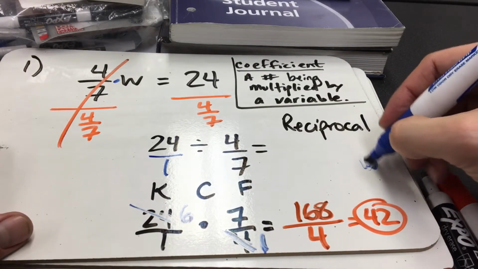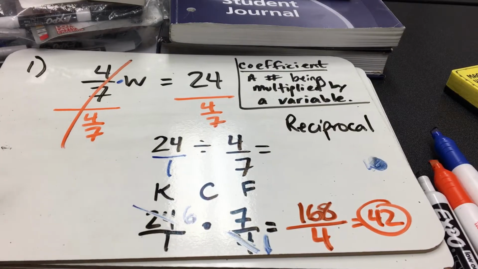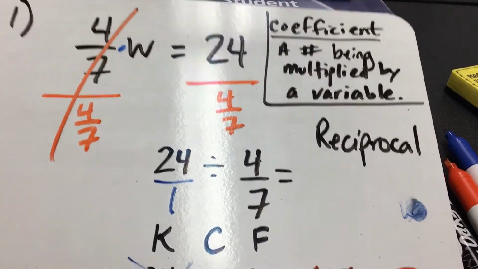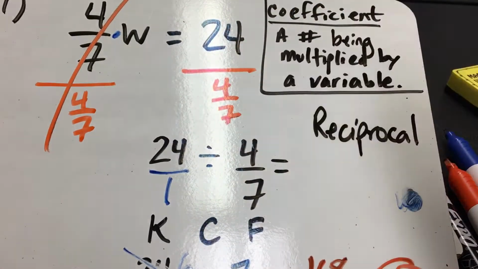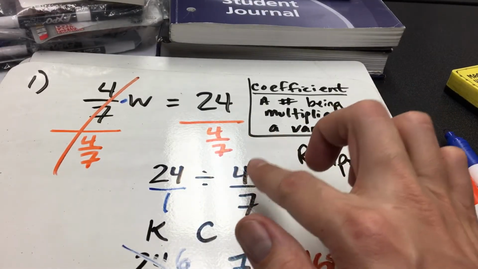But I know not everyone is comfortable doing mental math like that. So that's how you're going to do these. You're going to rewrite the problem as a dividing problem. Instead of vertically, we're going to rewrite it horizontally. Remember, the coefficient always goes last.